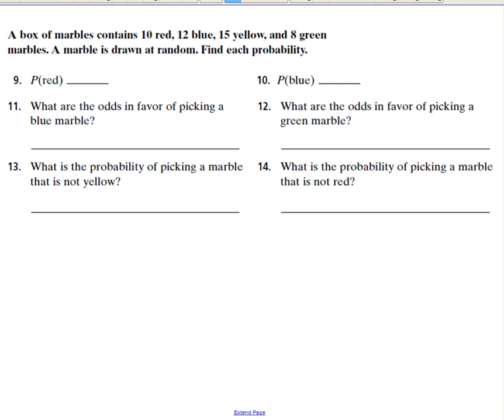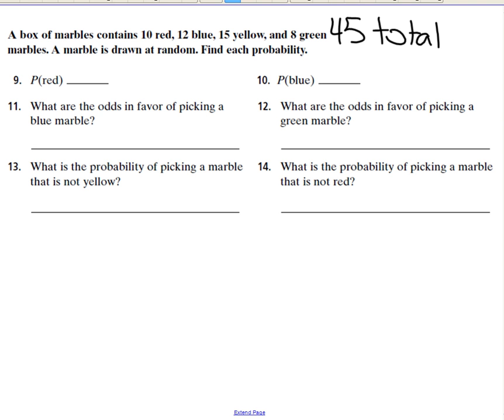Here's a problem they always give you, so it's good to know how to do. We have a bag of marbles. We've got 10, 12, 15, and 8. Find the probability of this stuff happening. So if you get a problem like this, what should be the very first thing you do? Add them all up. That gives you 45.